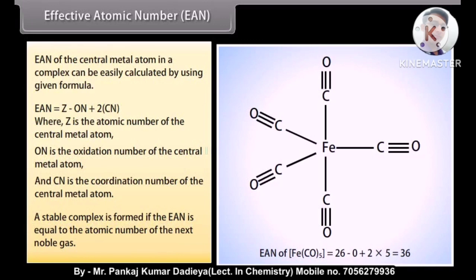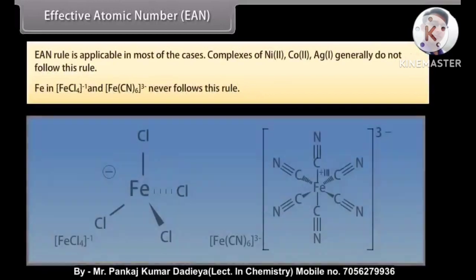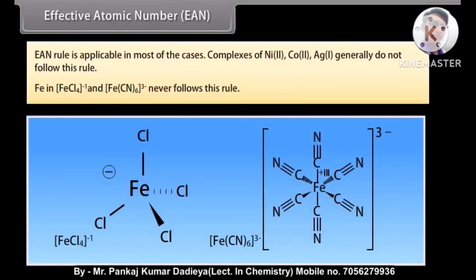For example, EAN of [Fe(CO)5] is equal to 26 minus 0 plus 2 into 5, which is equal to 36. The EAN rule is applicable in most of the cases. Complexes of Ni2+, Co2+, Ag+ generally do not follow this rule. Fe in [FeCl4]- and [Fe(CN)6]3- never follows this rule.